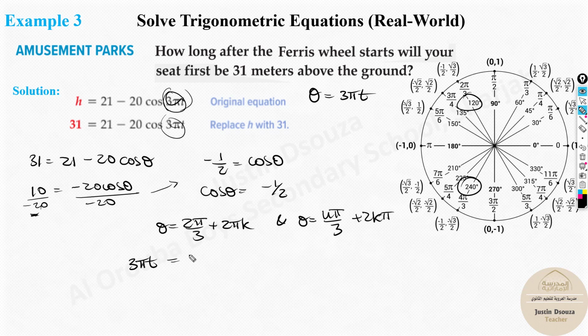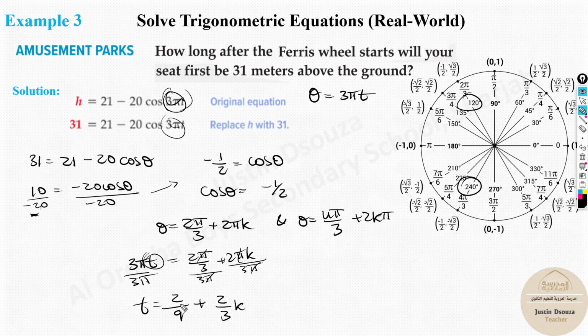3 pi t is equal to 2 pi by 3 plus 2 pi k. Now why? Because I want only t, time. I don't want this. So divide by 3 pi here, and here also divide the entire thing by 3 pi. So this pi and pi cancel and it will be 2 divided by 9. Over here also divide by 3 pi. This cancels. So here t is equal to 2 divided by 3 times 3 is 9, plus here we have 2 by 3 k. This is the new answer.